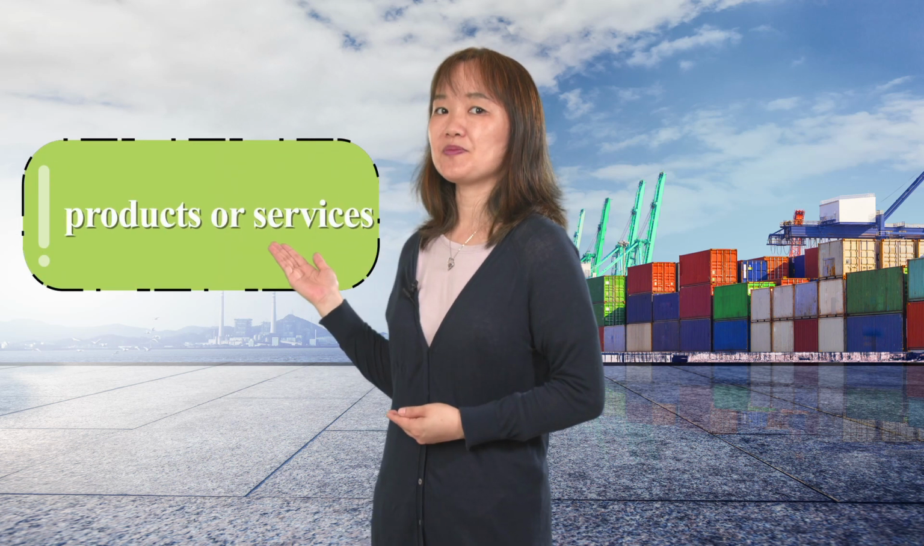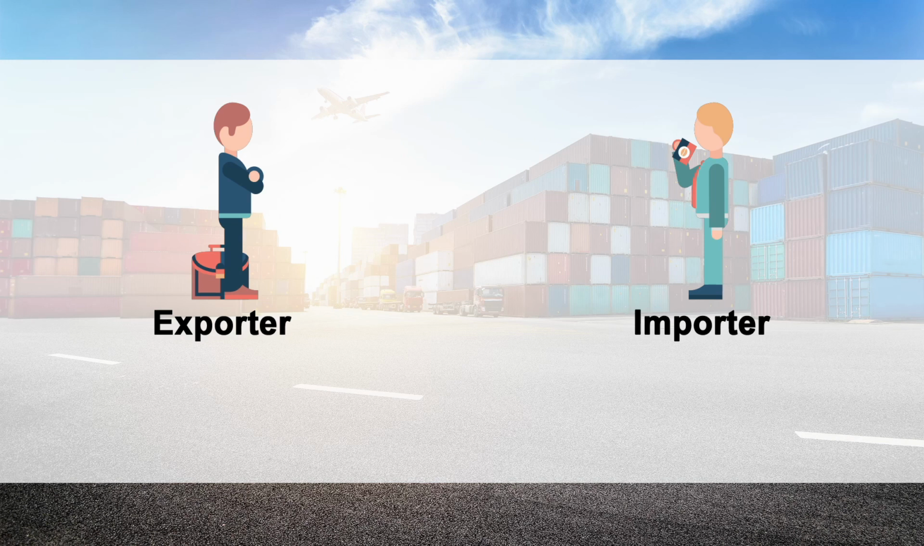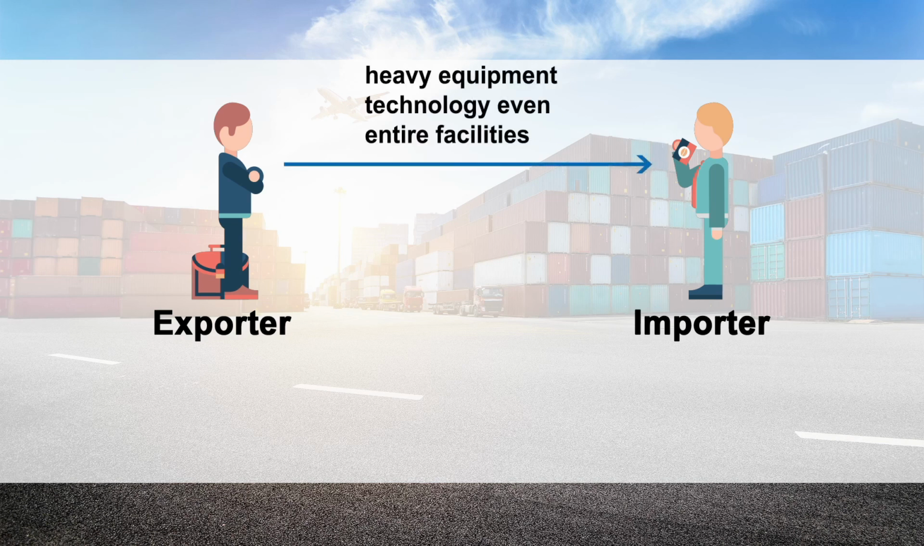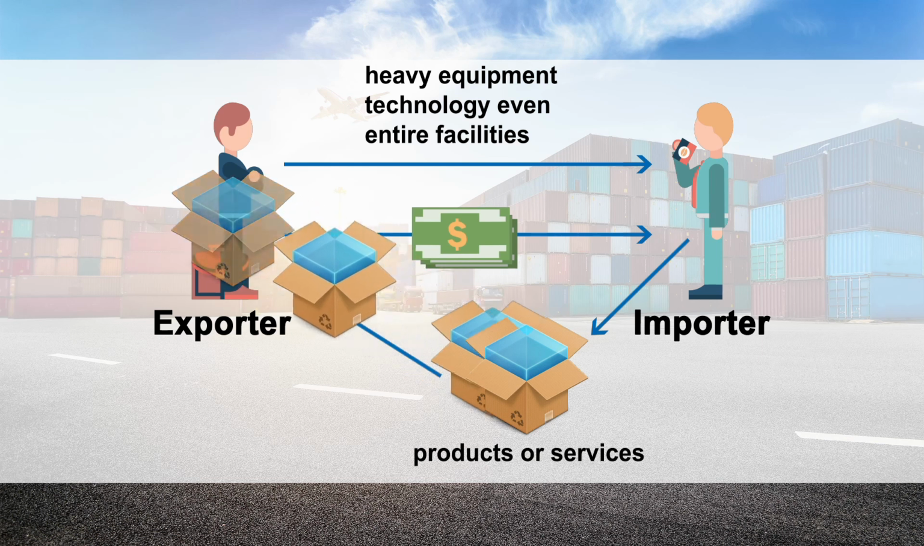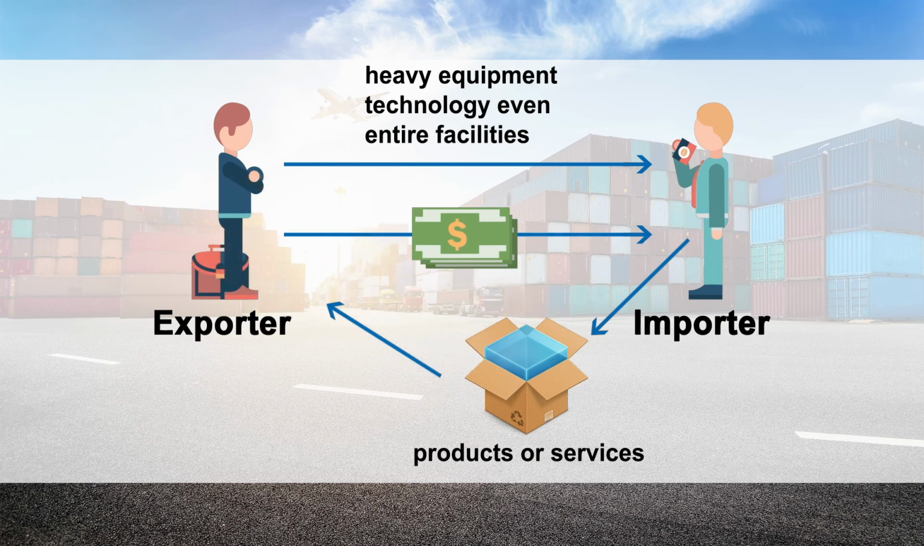Look at the keywords, products or services. The exporter sells the products of heavy equipment, technology, or even entire facility, and agrees to purchase the products produced by the new facility or services from the importer. Hence, it can be seen that the products or services is used as the medium for payment.